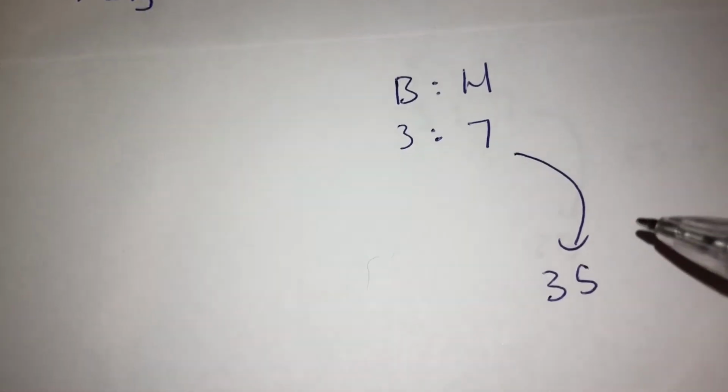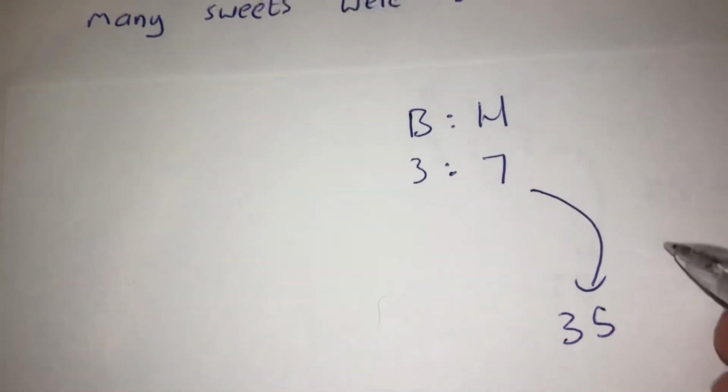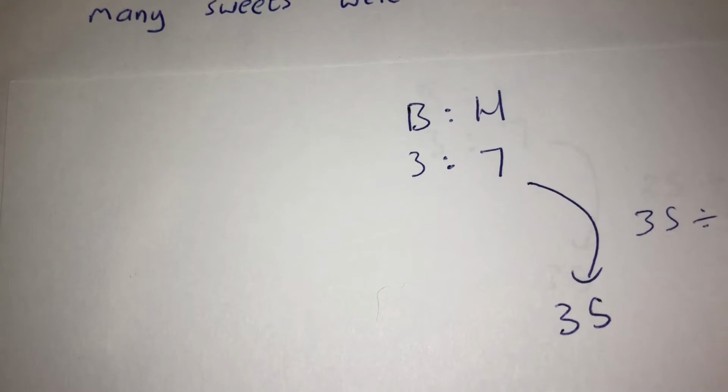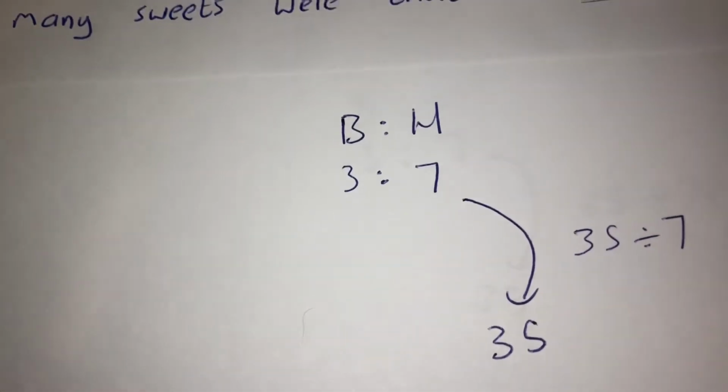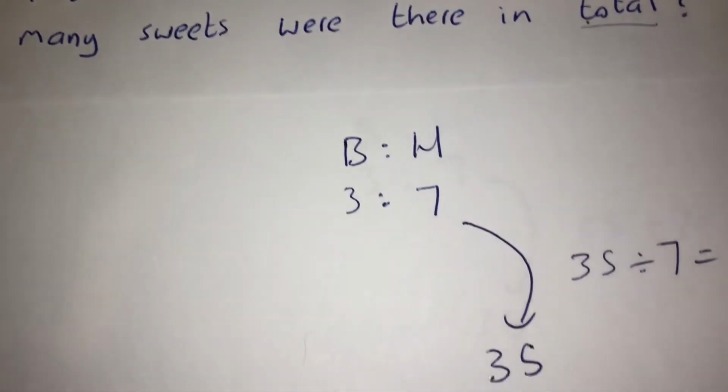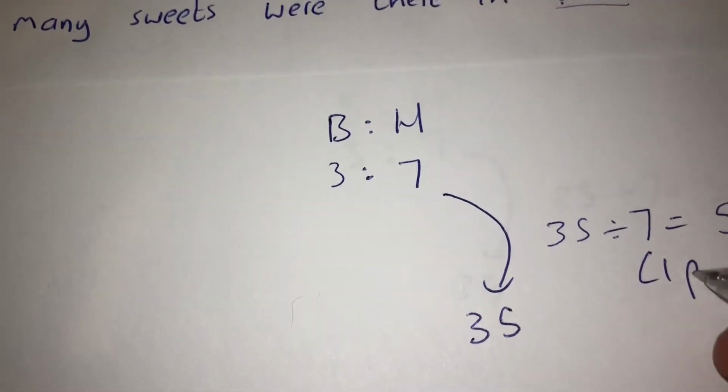So we know Harry's side of the ratio, so he gets 35. So we want to find 1 part. So we're doing 35 divided by 7 to find 1 part. So 35 divided by 7 equals 5. So 1 part is 5 sweets.